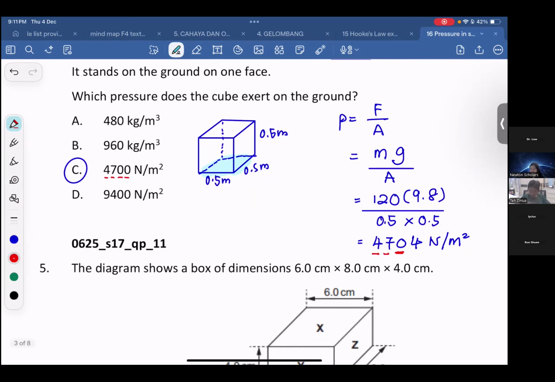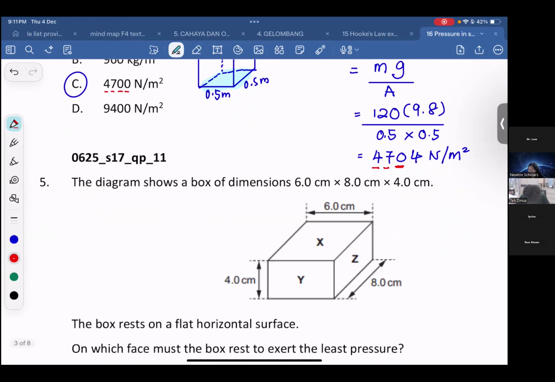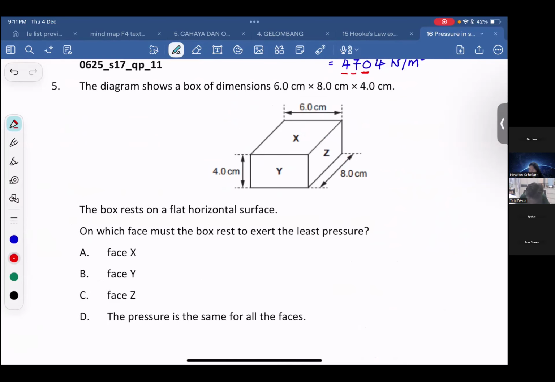Angeline, so what is your answer? Okay, next question: on which face must the box rest to exert the least pressure? Smallest pressure. Ask yourself, when smallest pressure, which face do you need to put? Emily, correct. Angeline, correct. P equals F over A. I want small pressure. What happens to my area? Area must be big. You need to wear shoes, not high heel shoes.